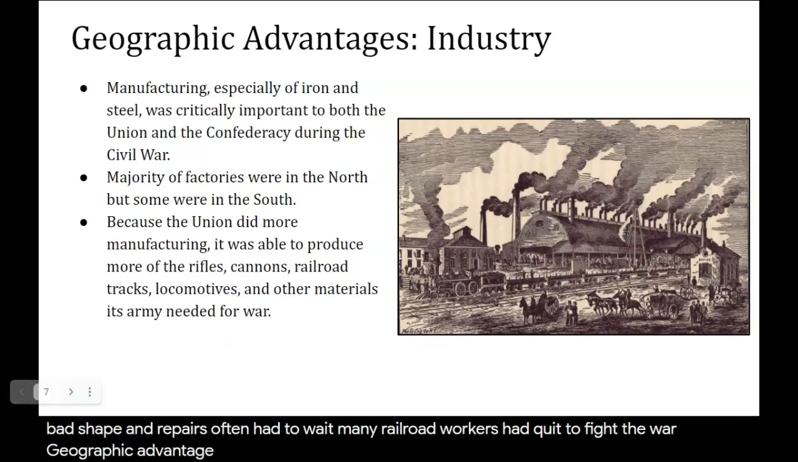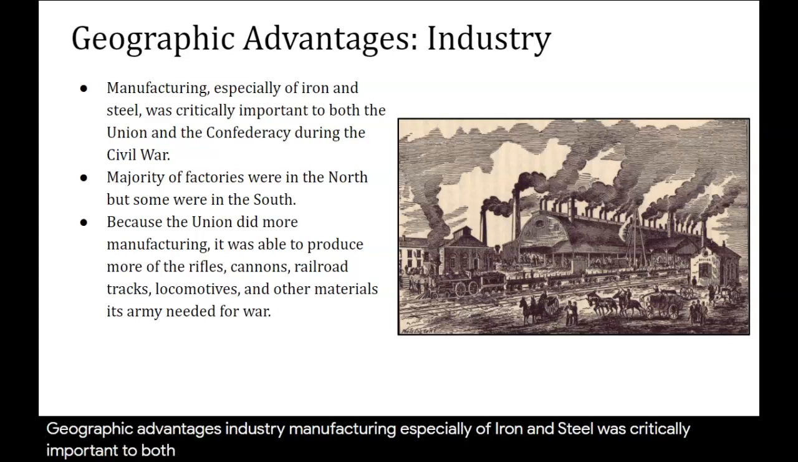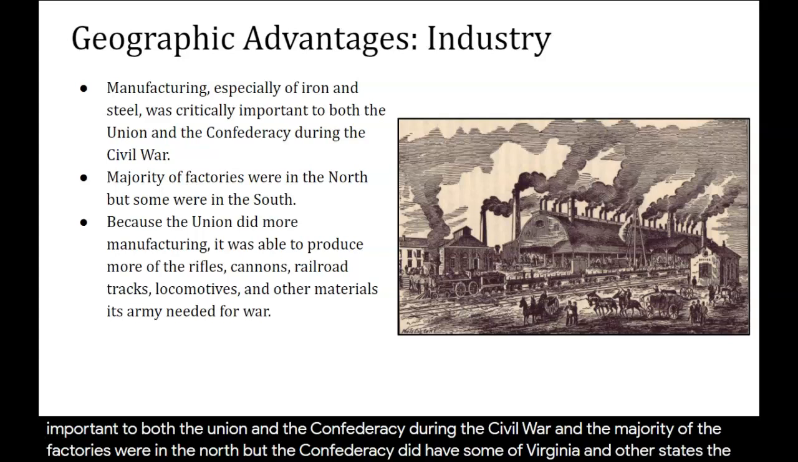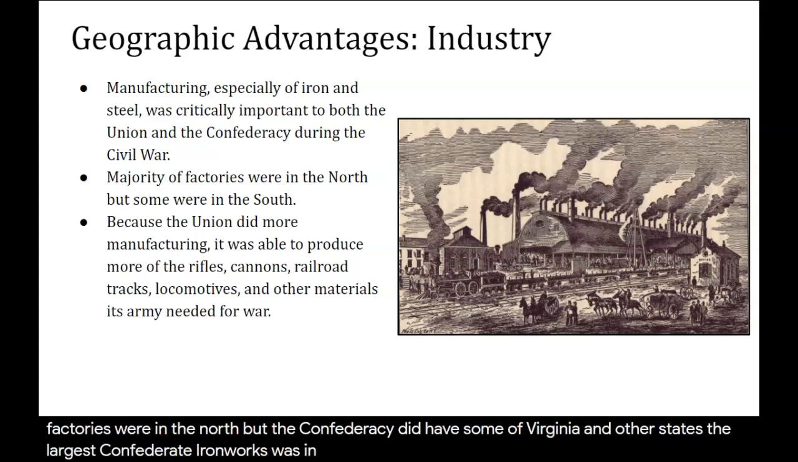Geographic advantages. Industry. Manufacturing, especially of iron and steel, was critically important to both the Union and the Confederacy during the Civil War. As you've learned, the majority of the factories were in the North, but the Confederacy did have some in Virginia and other states. The largest Confederate iron works was in Richmond, Virginia.